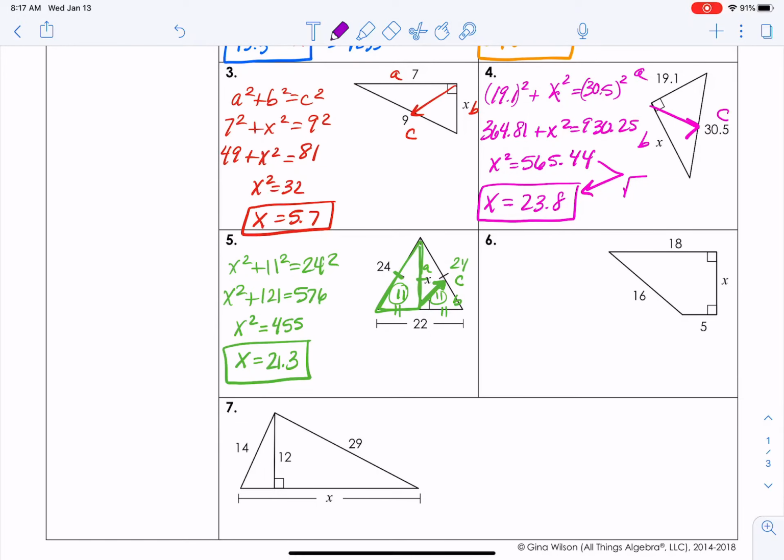For number 6, we're talking about the Pythagorean theorem, and I don't have a triangle, so I'm just going to make one. Probably not like that. Let's get it a little bit better. So now I have a bunch of right angles. So if this is x, this is x. And if this is 5, this is 5. And if this is 18 and 5, then this piece is 13. This is my hypotenuse. So then I have 13 squared plus 5 squared equals 16 squared.